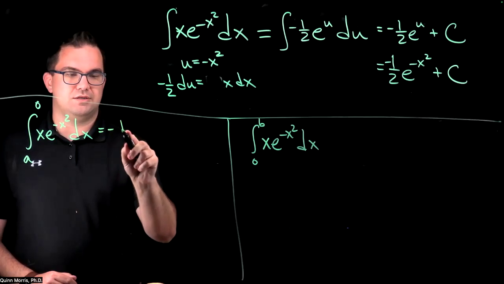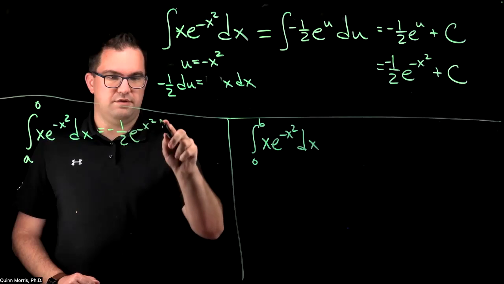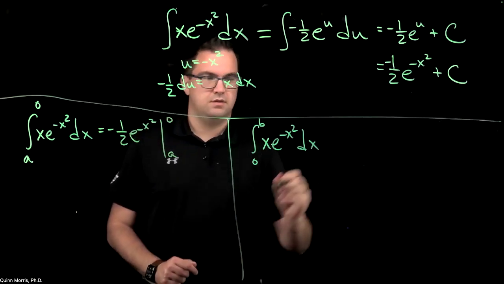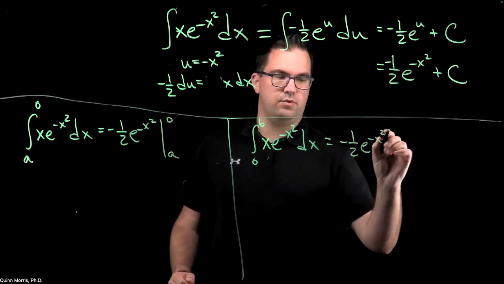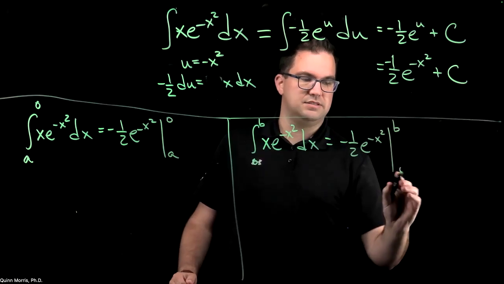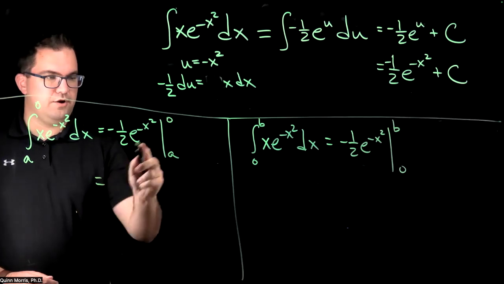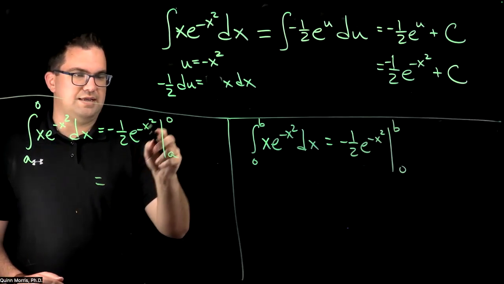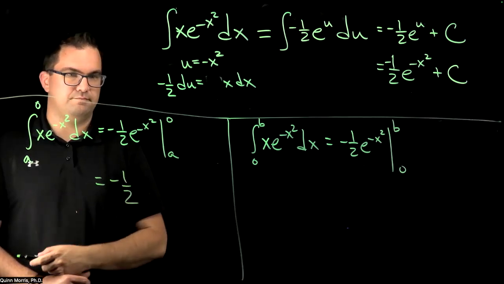So this should be minus 1/2 e to the minus x squared, evaluated at 0 and a, and take a difference. This should be minus 1/2 e to the minus x squared, evaluated at b and 0, and take a difference. So over here, evaluate at 0. If I evaluate at 0, I'm just going to get e to the 0, which is 1. So I'll just get minus 1/2.